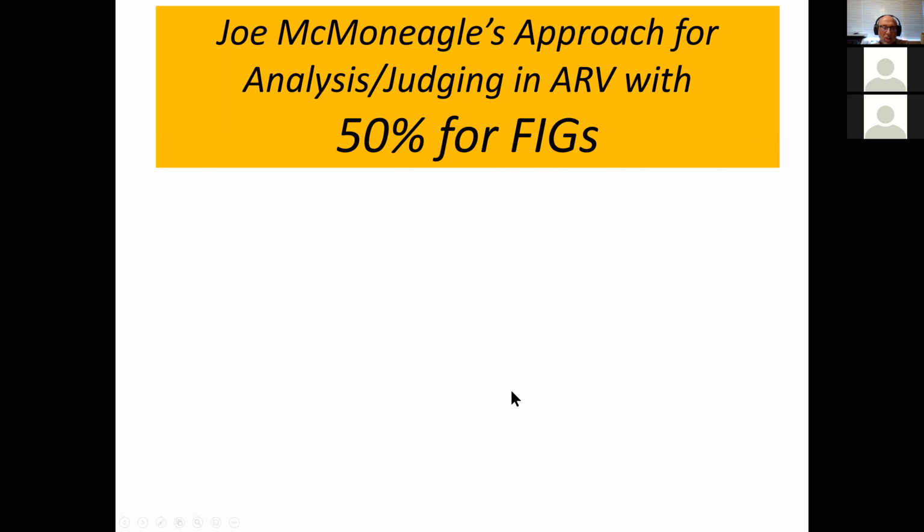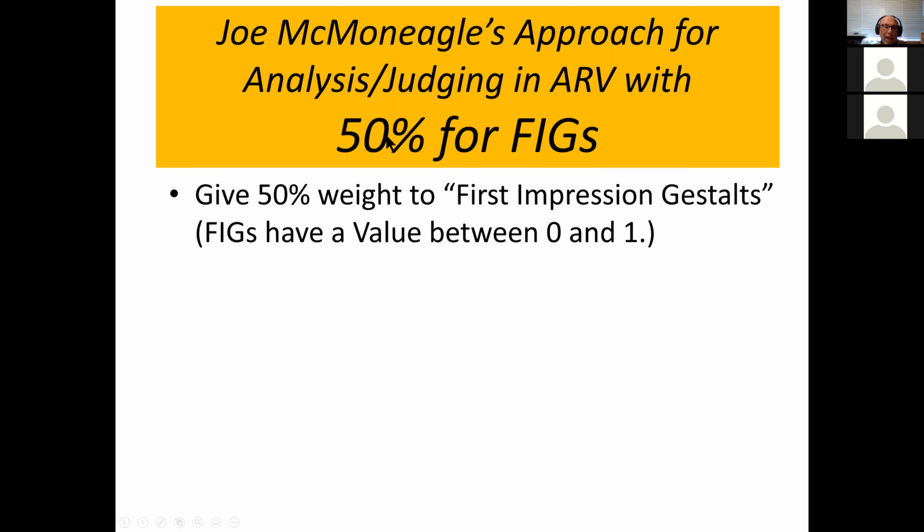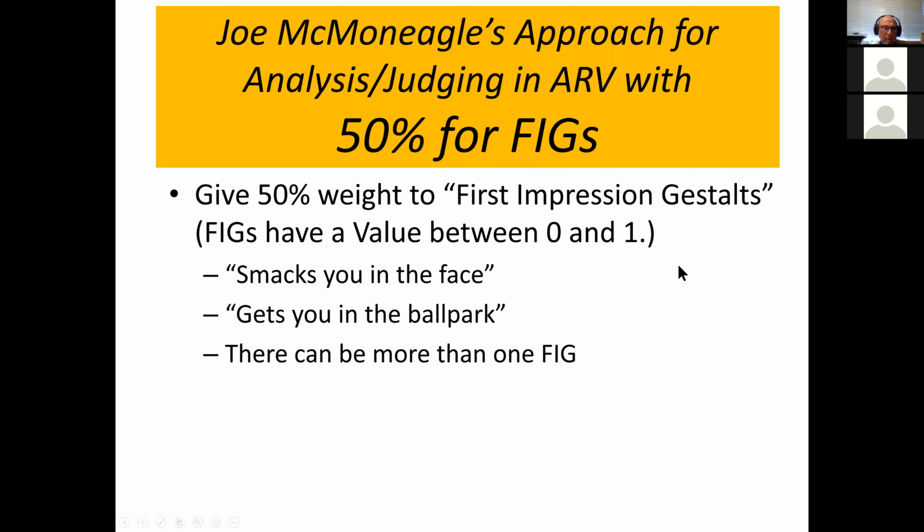Now, I want to tell you what Joe is recommending for judging, and I hope when we do a prediction later, you will try this out, and I will remind you about this then. The key for him is that 50% of the value of your weighting should be on first impression gestalts. When you first see that picture, you get the big picture gestalt of it. And so these figs have values of 0 to 1.